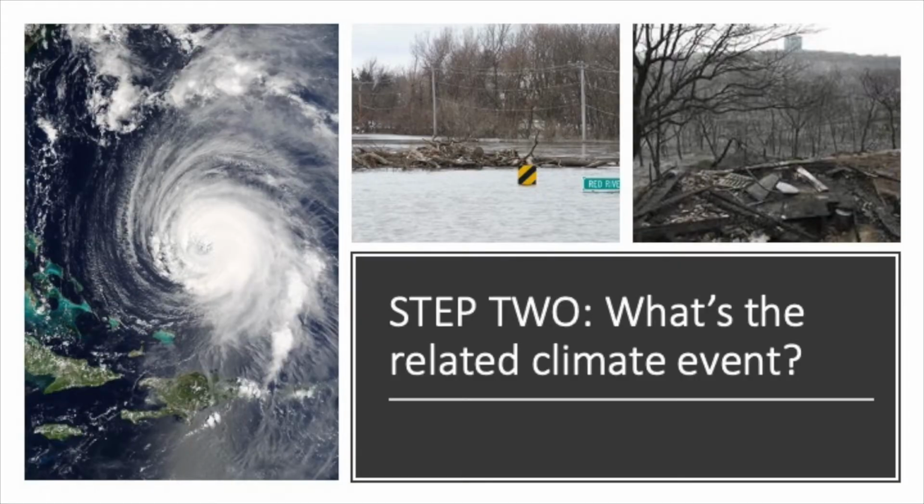Then question number 2 is, what's the connection between what you're concerned about and one or more climate or weather events? Is what you're concerned about affected by runoff that's affected by heavy rainfall? Is it affected by wildfire or drought? Is it affected by storms? What is your risk affected by?